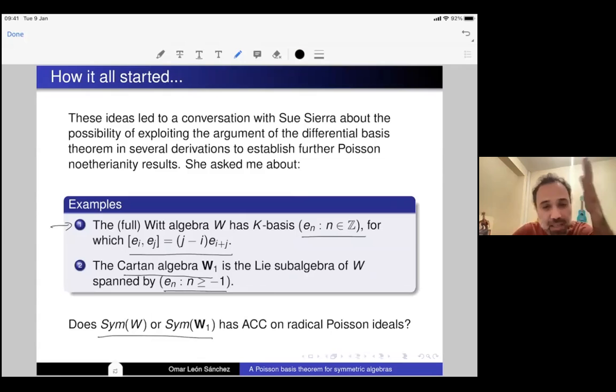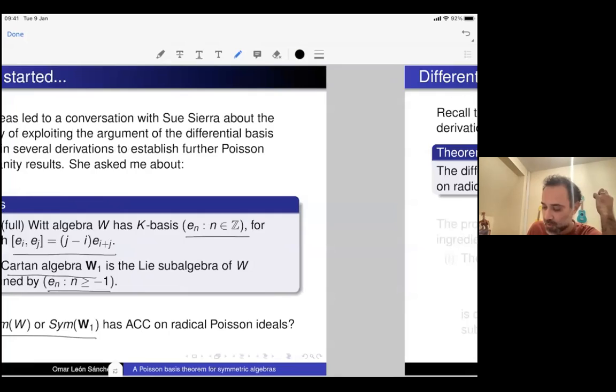Okay, the arguments they had for the positive Witt algebra just didn't work. One needed to generalize things. And so we thought, okay, can we use the differential basis theorem for this, or the arguments in there? Okay, so that's how it all started. Are there any questions before I move on? Okay, so that's how it all started.